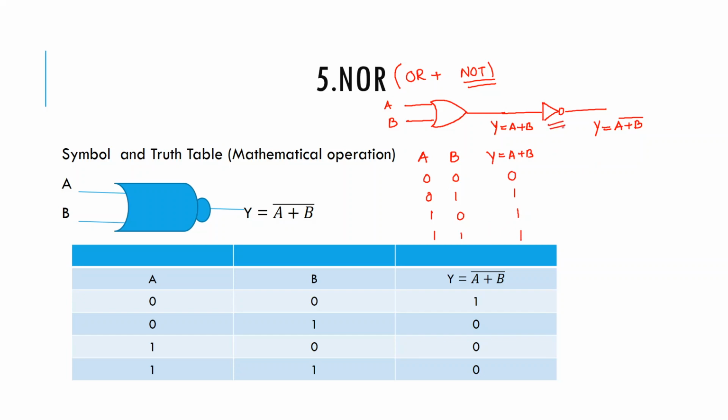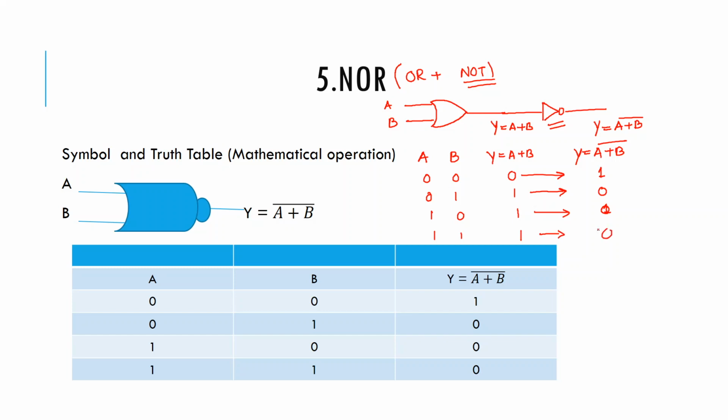Now, if you add a NOT gate, it will invert the thing. Y is equal to A plus B, whole bar. Whatever answer you are getting, it will invert. If the answer is 0, it will make it 1. If the answer is 1, it will make it 0.